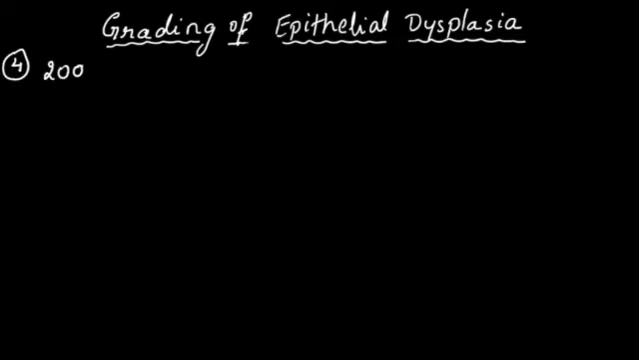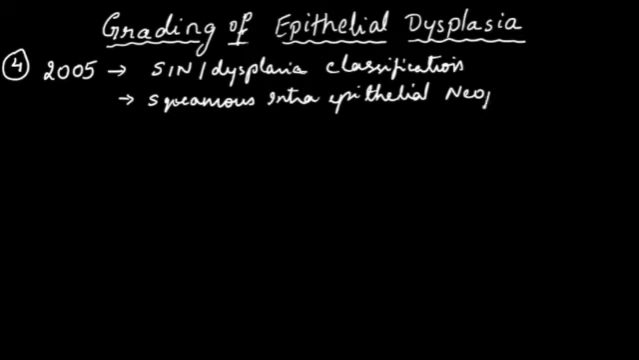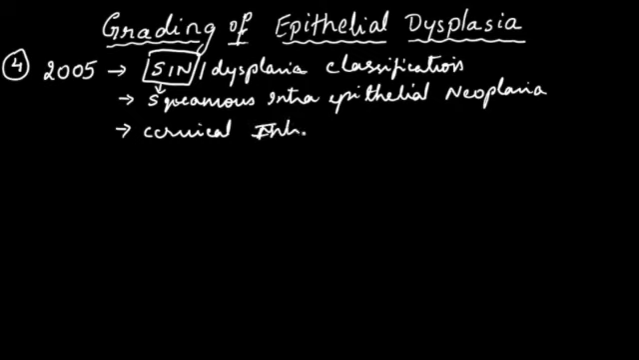The fourth grading system, developed in the year 2005, is called the SIN/dysplasia classification, where SIN stands for squamous intraepithelial neoplasia, hence the squamous intraepithelial neoplasia dysplasia classification, which was mainly developed for cervical intraepithelial neoplasia. Later it was adapted to oral intraepithelial neoplasia.